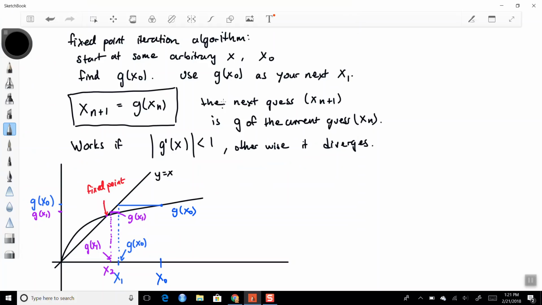If the absolute value of the slope is greater than 1, then you'll get a diverging setup. Okay.